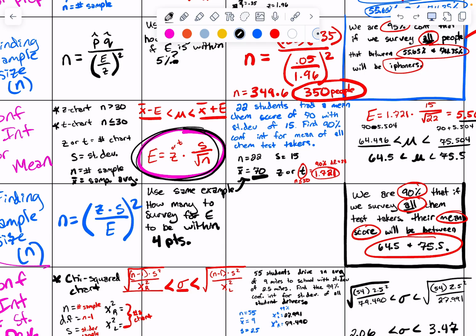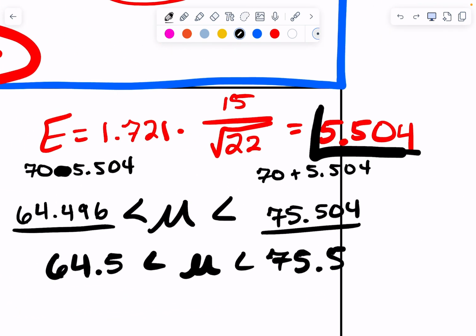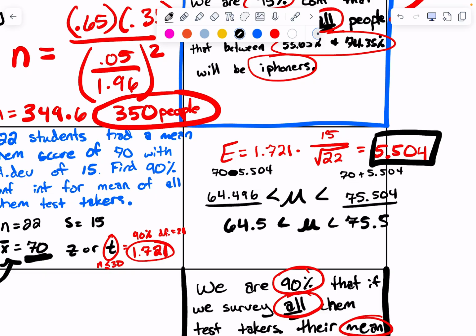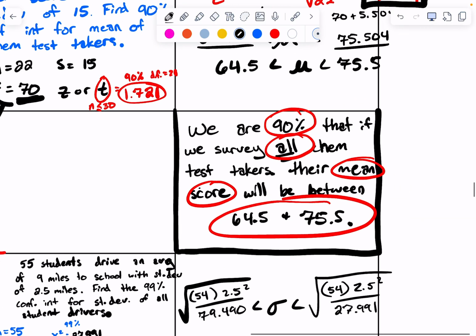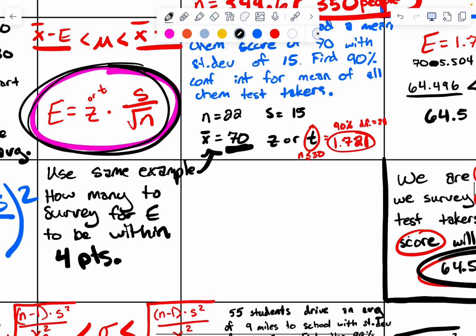All right. My error in the problem that I did up here was 5.5. And I surveyed how many people? 22 students, right? I want my error to be less than that. I don't want to be off by 5.5. I only want to be off by 4 points on either side. So I want this window that I have right here to be within 4 points on either side. I want to narrow that window down. So how many people am I going to have to survey?